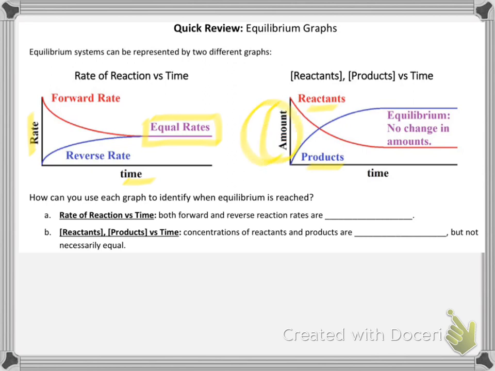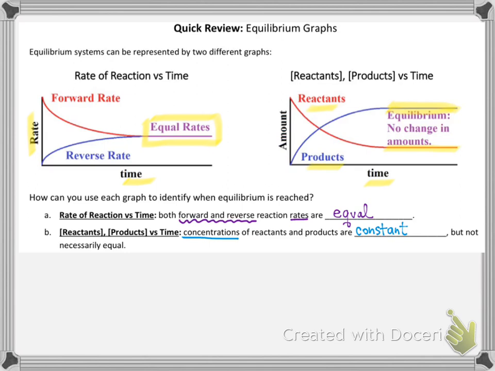Now, in the second most common graph type, you're looking at specifically reactants and products, not rates. So this is an amount or concentration. And so the idea here is that the concentrations of reactants and products are most likely going to reach equilibrium and not be equal, but they should be constant. So once the concentrations are constant as time passes, you have achieved equilibrium.